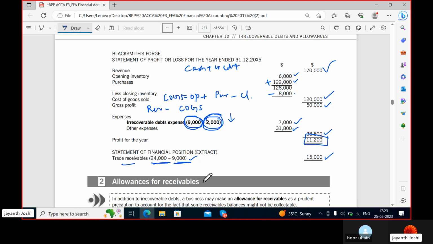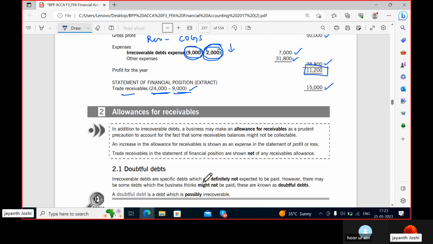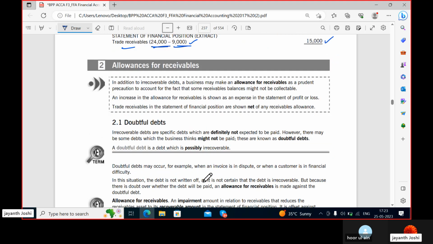So that was the first part of the topic, that is irrecoverable debts. Now we'll continue with the second part, that is allowances. So again, we should know the allowances. What do you mean by allowances? In addition to irrecoverable debts, a business might make an allowance for receivables as a prudent precaution to account for the fact that some receivable balance might not be collectible. Now, this I will explain from here.